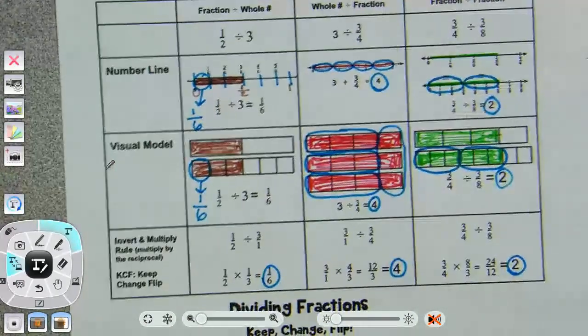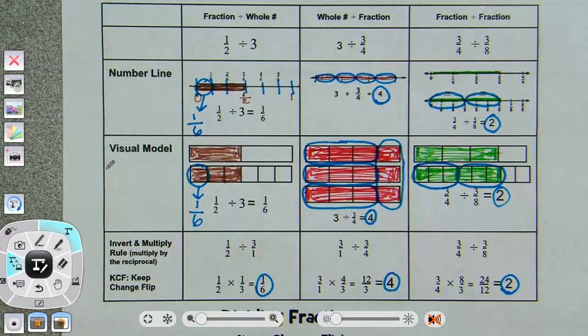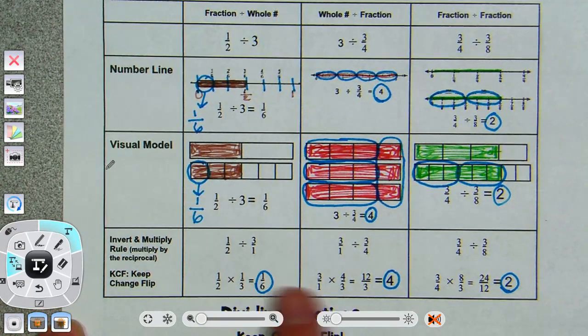So there you have a bunch of different ways to think about dividing fractions. So whether it's fractions, whole numbers, or a mix, we can use number lines, visual models, or the keep, change, flip rule. Now, what I'd like us to do right now is to kind of upgrade and really focus on the numbers.